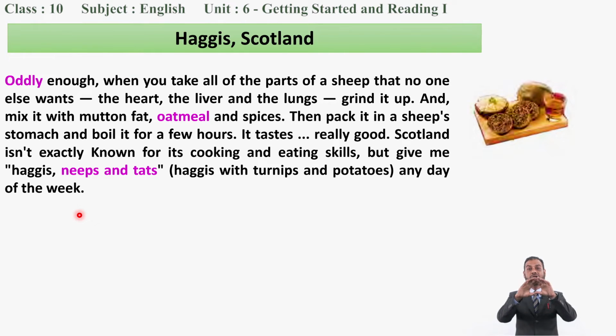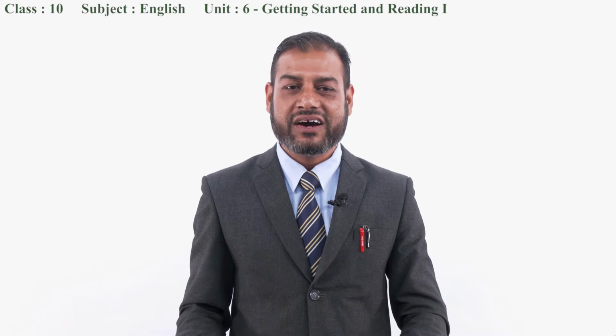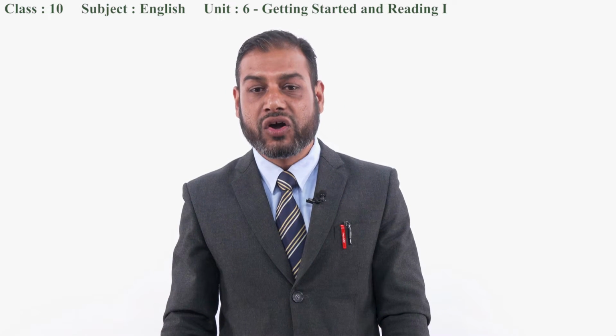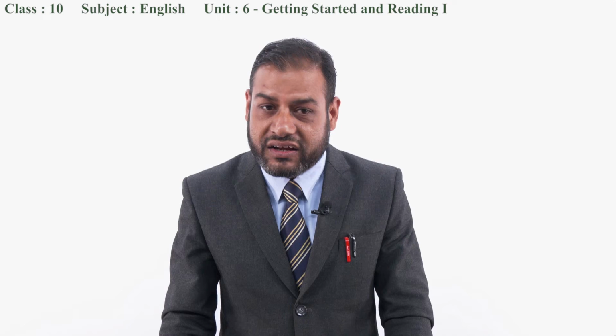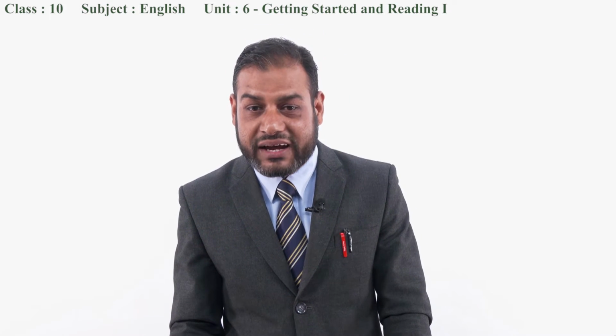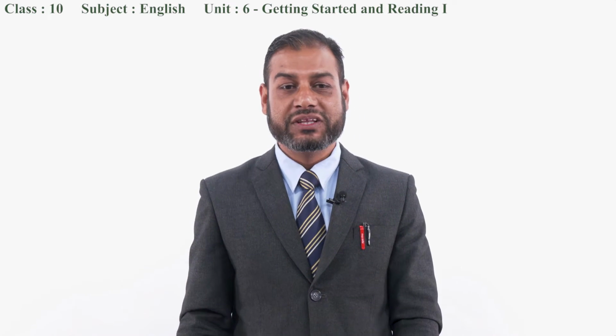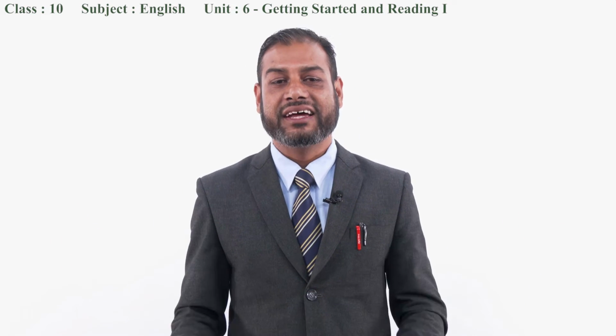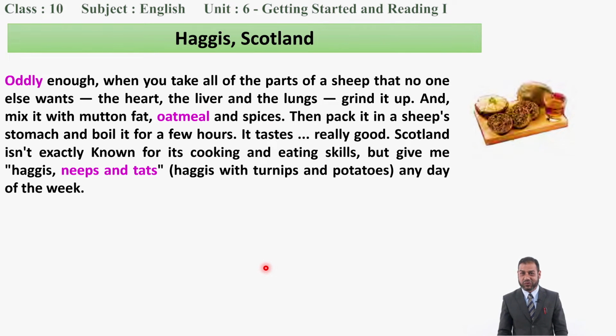Yes, haggis. See, what are the ingredients that we need to prepare this haggis? Can you tell me now? All right, yes, they are the heart, the liver, and the lungs, okay? Parts of a sheep, and the heart, the liver, and the lungs of a sheep. And then we have to grind it up. We have to mix it with mutton fat, see, and then oatmeal and spices. So when you taste it, you enjoy its taste. Is it clear to you? All right. And now you can find some unfamiliar words here, highlighted words.